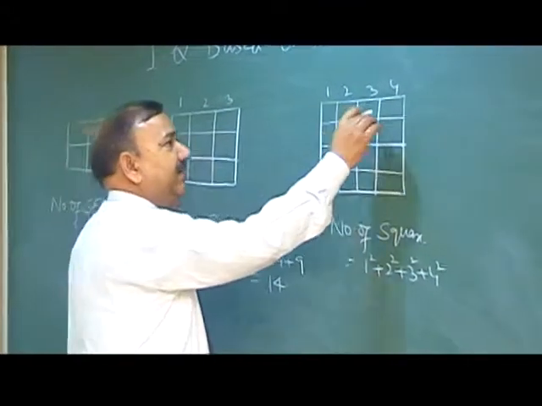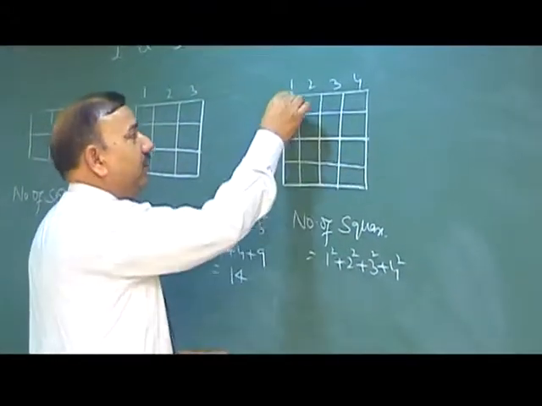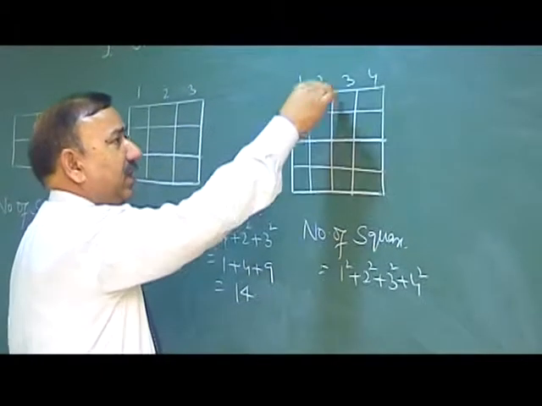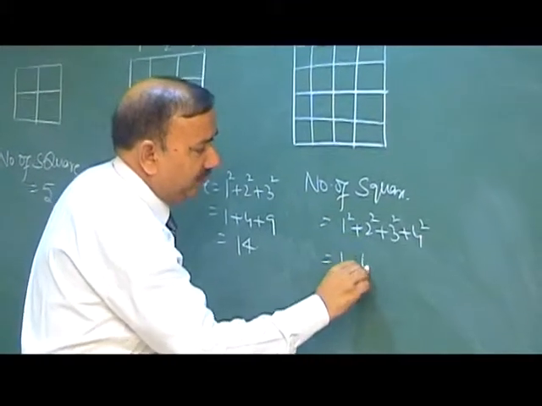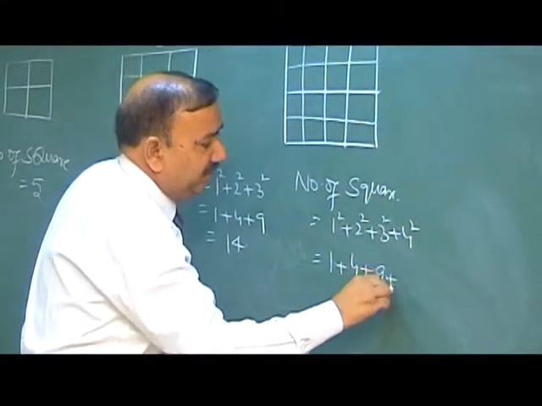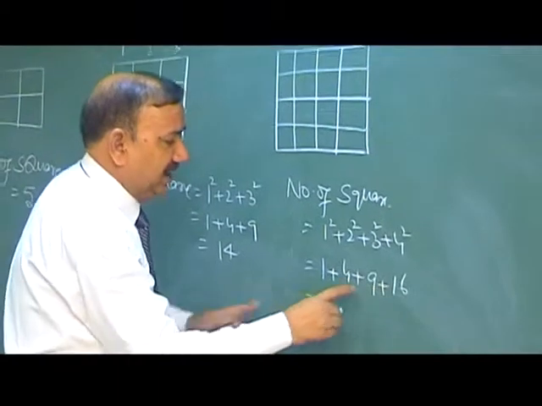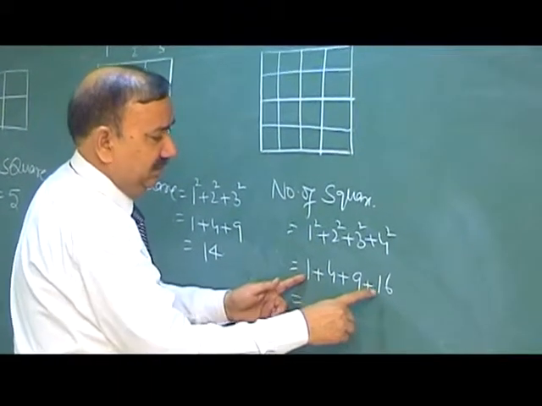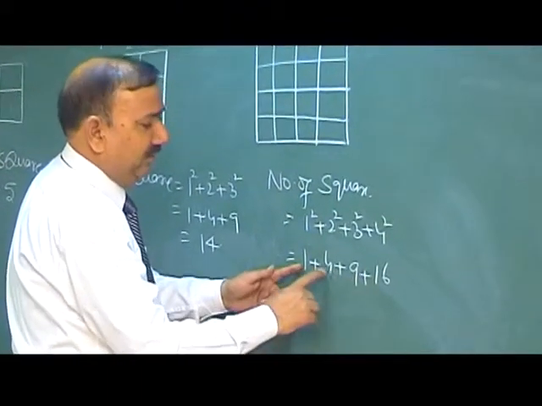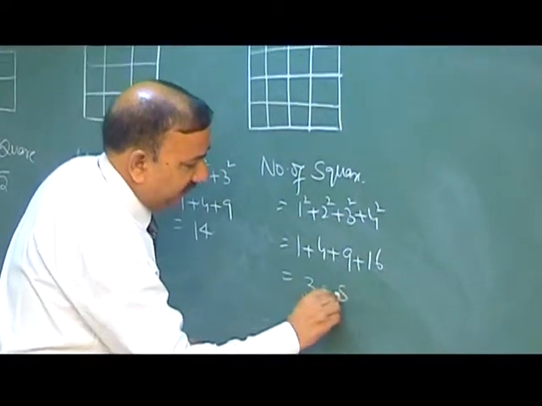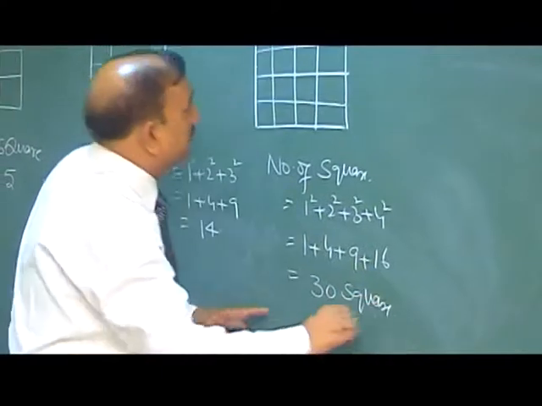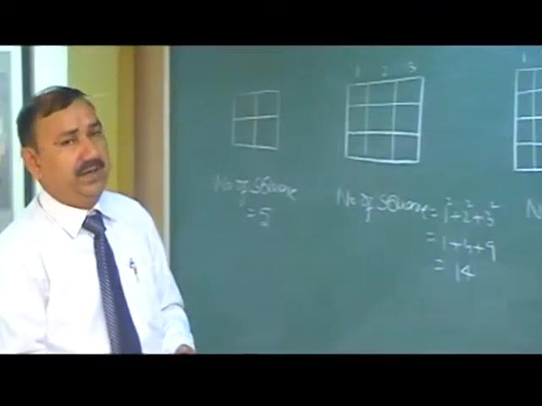So we have derived a very easy way. What do you do? You count the number of columns. How many columns are there? 4. So 1 square is 1, 2 square is 4, 3 square is 9, 4 square is 16. So this comes to 1, 4, 9 and 16: 9 and 1 is 10, 4 and 1 is 5, 9 and 5 is 14, and 14 and 16 is 30 squares. So it is not easy to calculate these squares by counting.